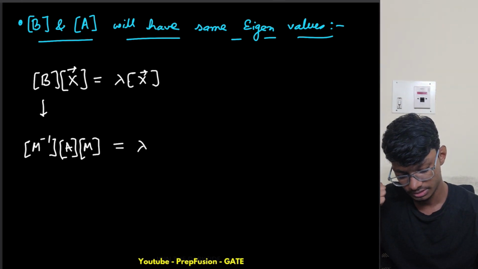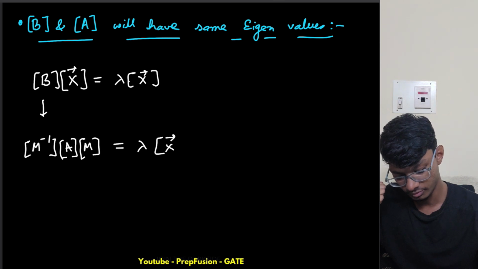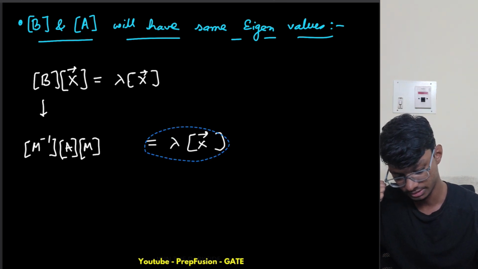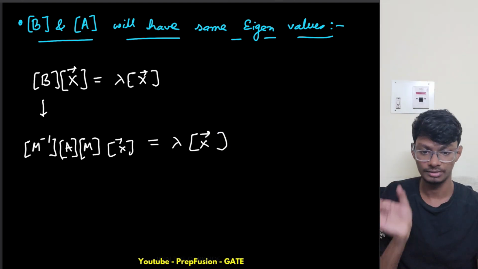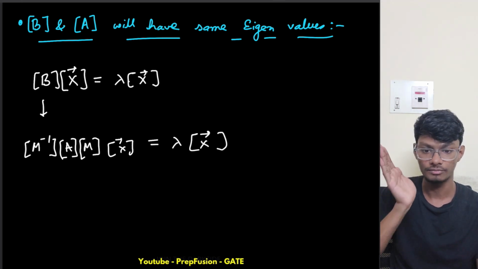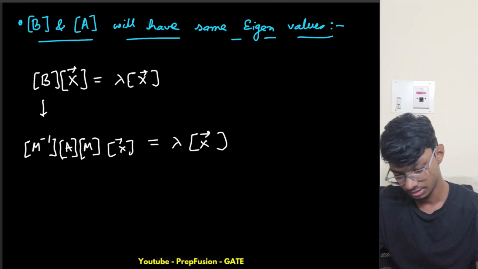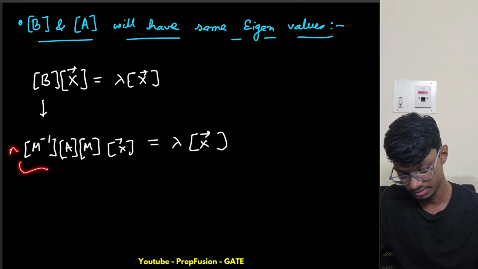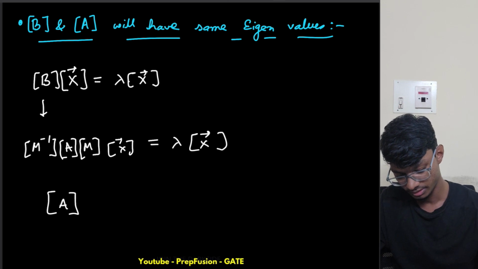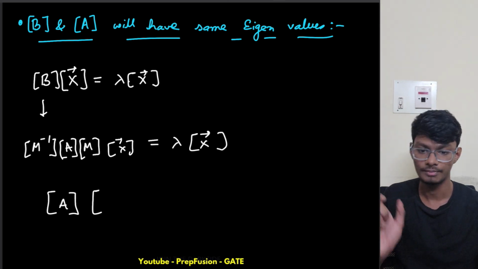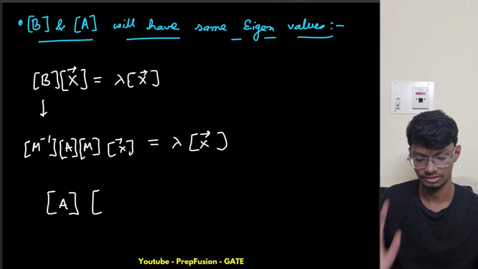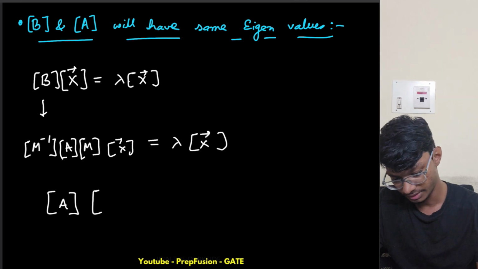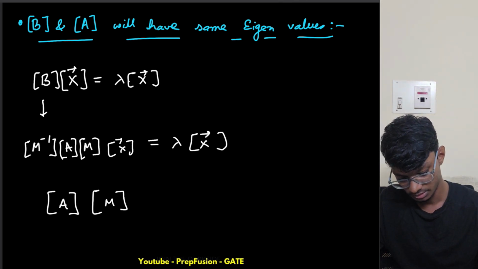So this is M inverse A M x equals lambda x. I forgot to write the x, x is here also. Now I'll pre-multiply by M on both sides. M times M inverse is I, so only A will remain. And now I can write this as A times M x, with the matrix multiplication in brackets, so you understand it better.